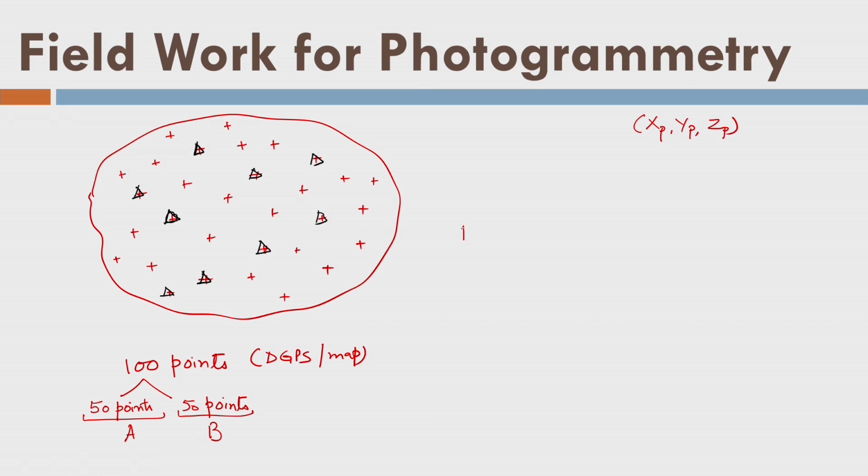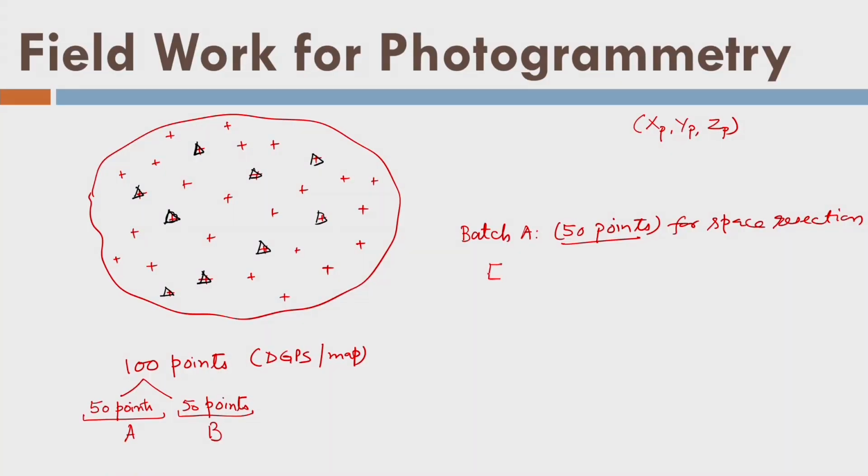So, I used batch A, 50 points, for space resection. Remember, these 50 points are more than the minimum number of points required for space resection. Since the number of points is more than the minimum, I will go for the least squares solution and find out the exterior orientation parameters, and if I am using a self-calibrating bundle adjustment, then I will determine the IO parameters also.